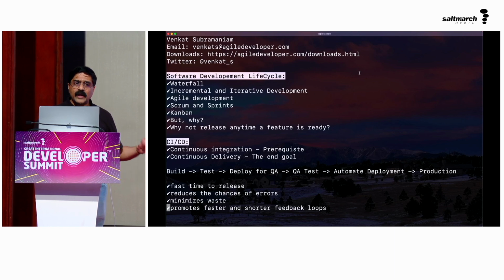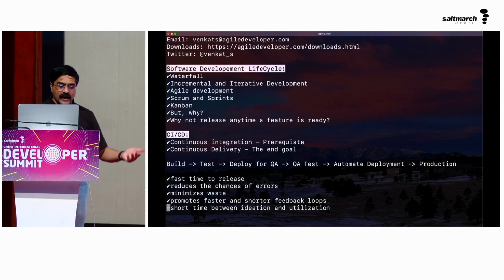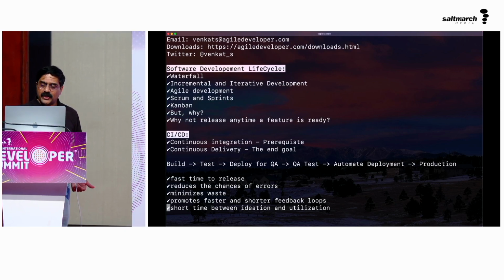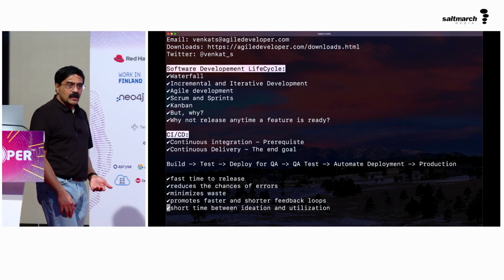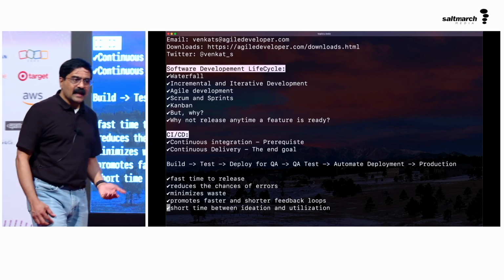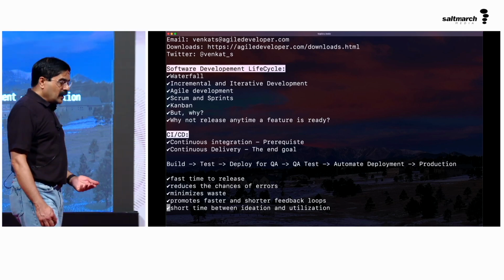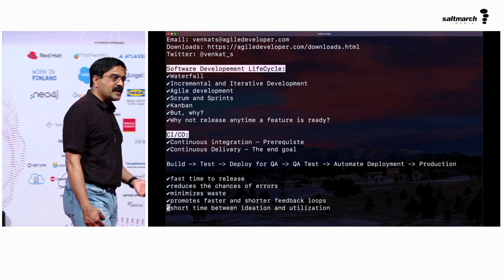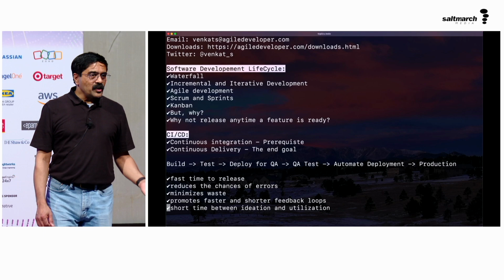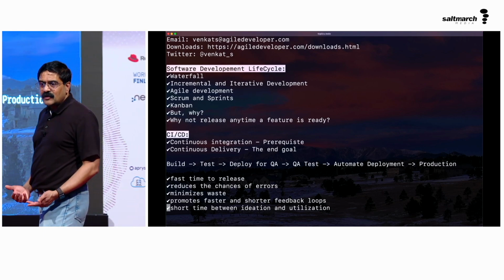And when we get that shorter feedback loop, it allows us to steer the application in the right direction. And it gives us the short time between ideation and utilization. What is the worst thing? When somebody says, I've got an idea, and if you cannot realize that for 6 months, they even forget they had the idea. So you want to say, if this idea is really useful, let's get this done right away.